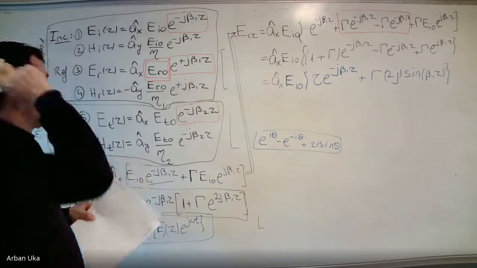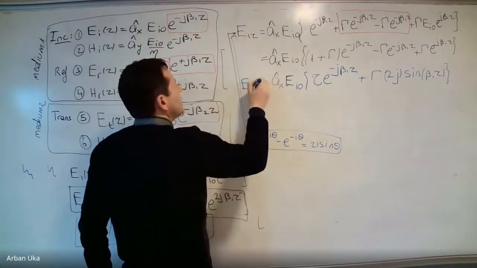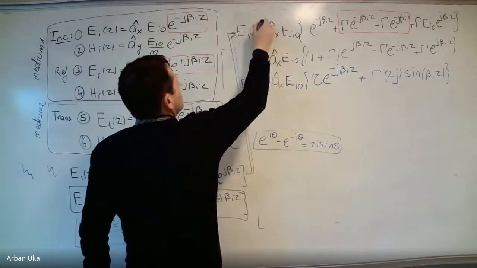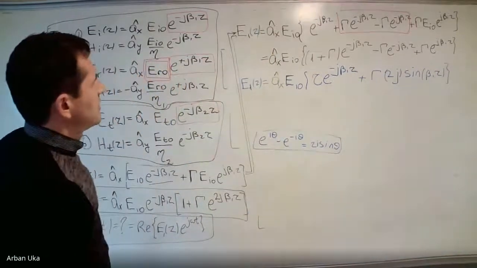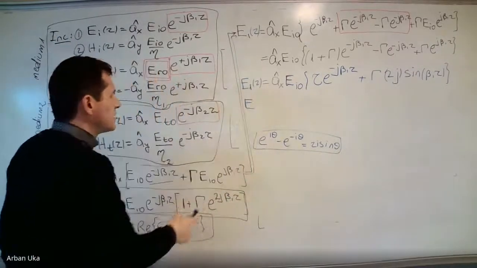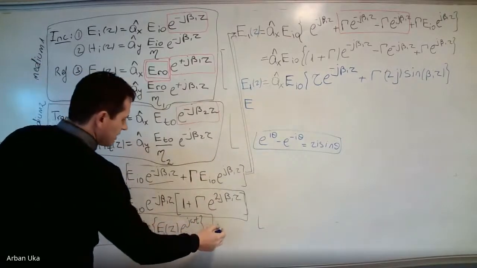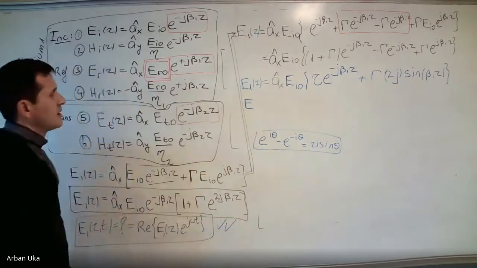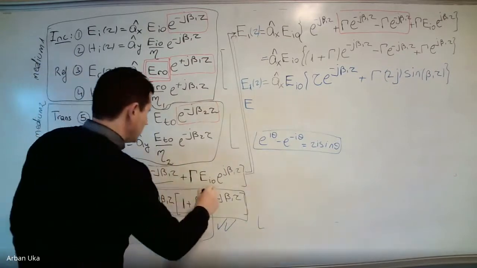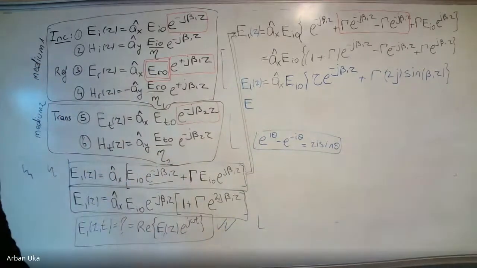And then from this expression, this is the phasor E1 as a function of z. This is as a function of z because this is propagating along z. And from here, at this step, we apply this other step. So we started from this phasor.